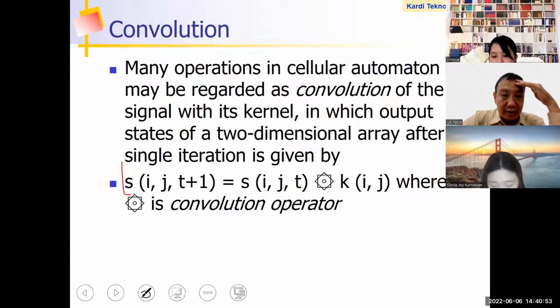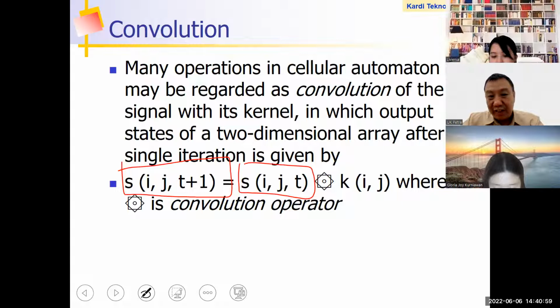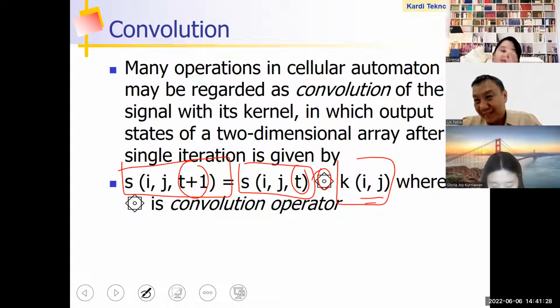You have this is the signal, and this is the difference equation. You see, this is t plus 1 and this is t. The only difference is now we have space, with this ij. And then I put an operation. This operation is called the convolution operator, with a certain kernel. That kernel is centered at ij. If you want to abstract this.